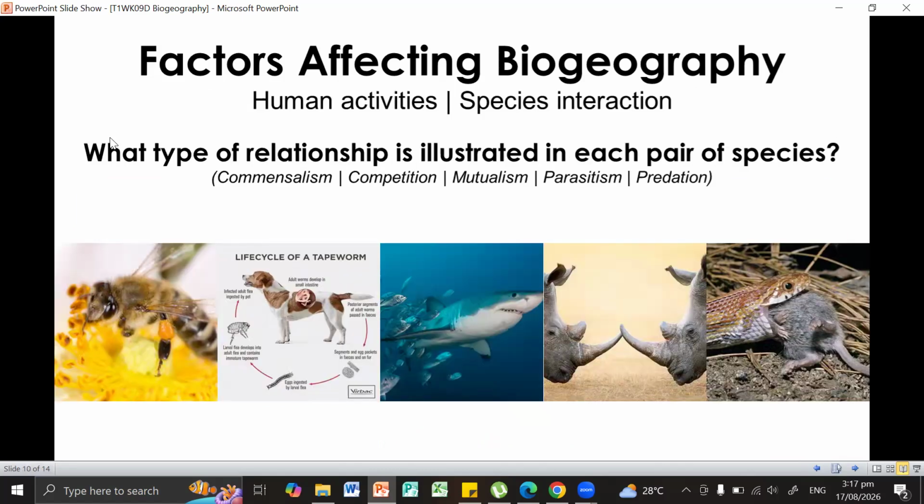Okay? Next, this one, although we will choose between human activities and species interaction. Let's analyze first what type of relationship is illustrated in each pair of species. So we have commensalism, competition, mutualism, parasitism, and predation as our choices. No? Let's start with the bee and the pollen grains from a certain flower.